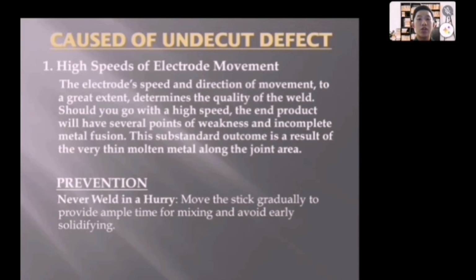Let's move on to the causes of the undercut. The first is high speed of electrode movement. The electrode speed and direction of movement to a great extent determine the quality of the weld. Should you go with a high speed, the end product will have several points of weakness and incomplete metal fusion. This is a result of the very thin metal along the joint area. The prevention is to never weld in a hurry. Move the stick gradually to provide ample time for mixing and avoid early solidifying.